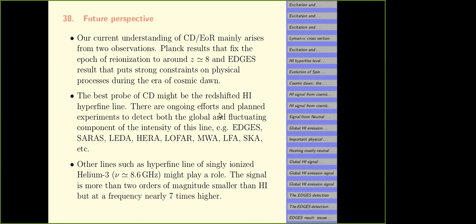And there are ongoing efforts and planned experiments to detect both the global and the fluctuating component of the signal. I only discussed the global signal. Janki will discuss the fluctuating component of the signal later today in one of the tutorials, because I did not have time to talk about it. So some of these experiments are working on the global part, and most of the others are looking at the fluctuating component of the signal. And SKA, which is towards the end, is something which is being planned right now.